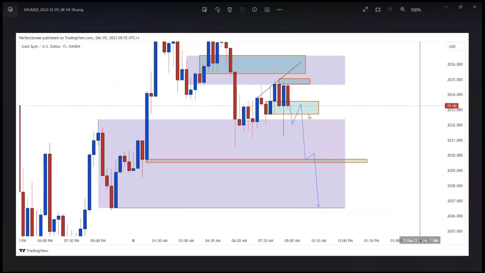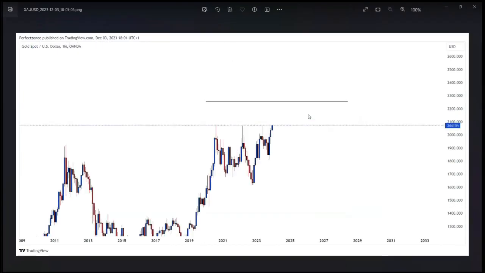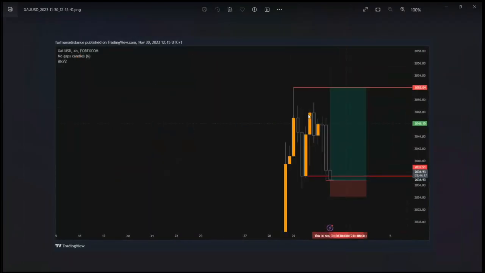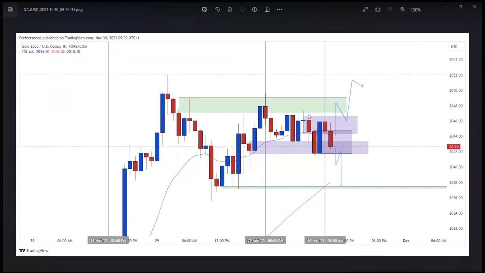This one happened. I was able to back this. I was able to back all of this. I was able to back this. That if price should break this level, I'm coming down to this last level, and price actually came there.